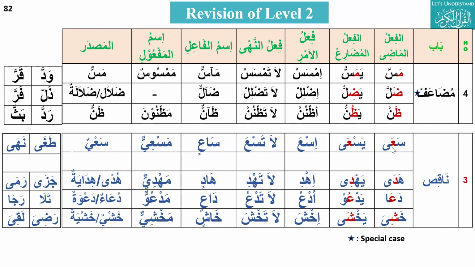So the first case is Sa'a Yas'a. While doing it, sa'a, sa'aw, then it is not sa'auta, it will be sa'aita, sa'aitum. Next is Hada Yahdi. This is Fatha Kasra.